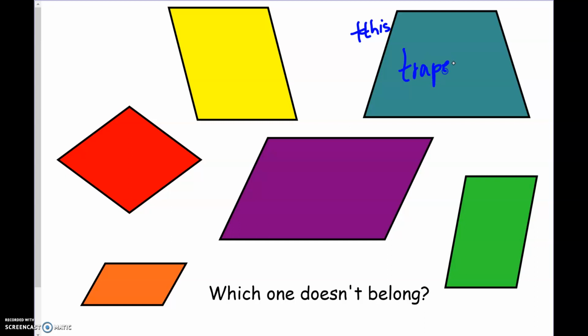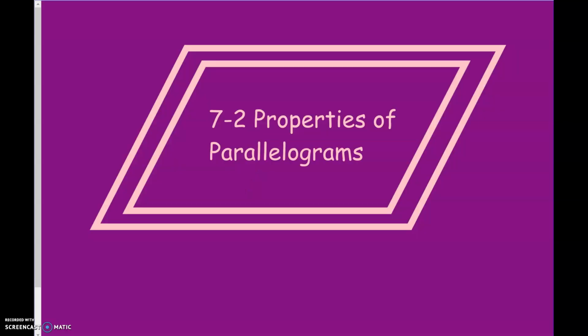Does anybody know what the other ones are all called? The yellow, the red, purple, orange, green. What are all of the other figures called? The other figures are all called parallelograms. So today we're going to be studying a specific quadrilateral, and it is going to be the parallelogram.